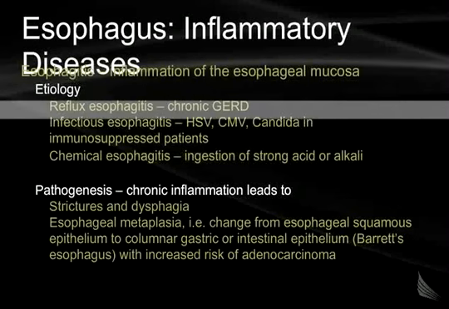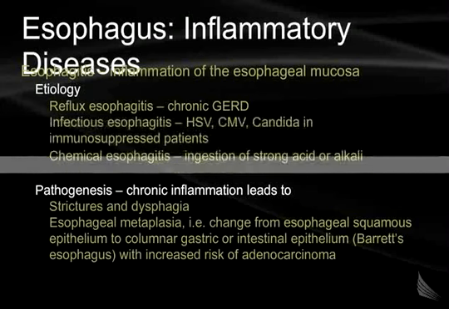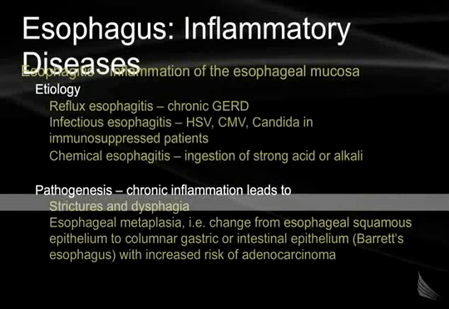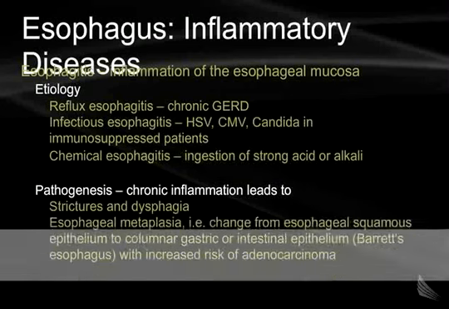This can be from a variety of clinical entities, including reflux esophagitis from GERD, infectious esophagitis from HSV, CMV, or Candida, which is usually seen in immunocompromised patients, and chemical esophagitis, which is usually depicted in a history of ingestion of strong acid or alkalis, such as lye. The pathogenesis is chronic inflammation of the esophagus. This could eventually lead to strictures.